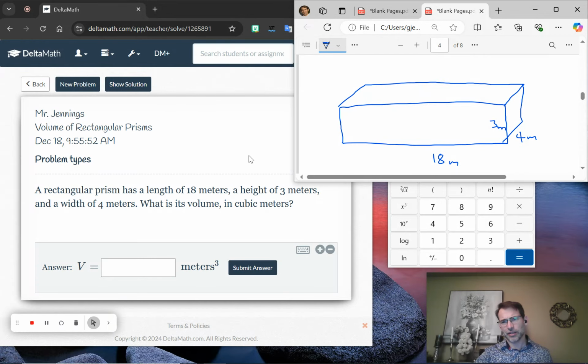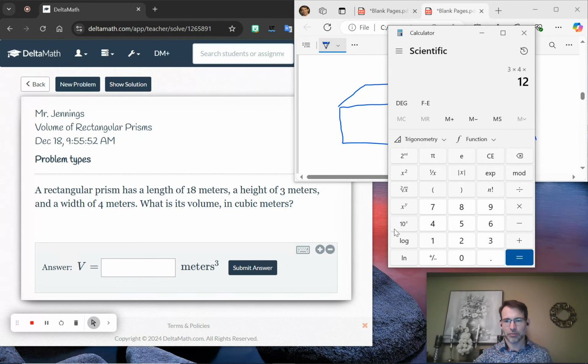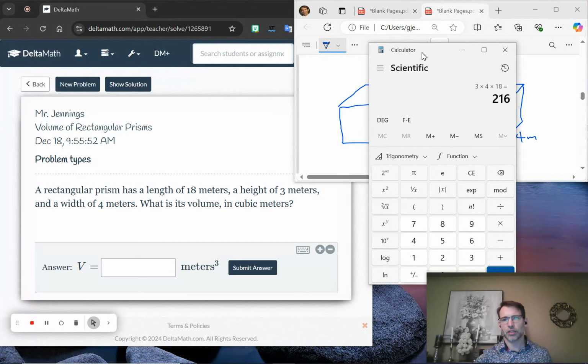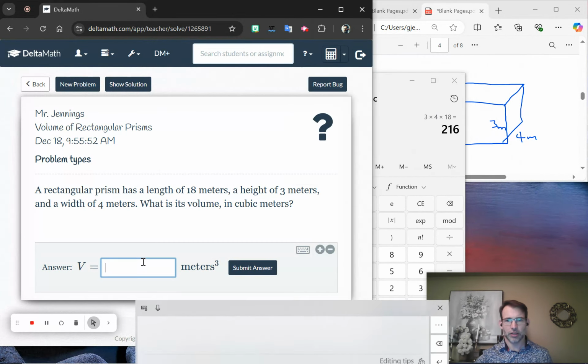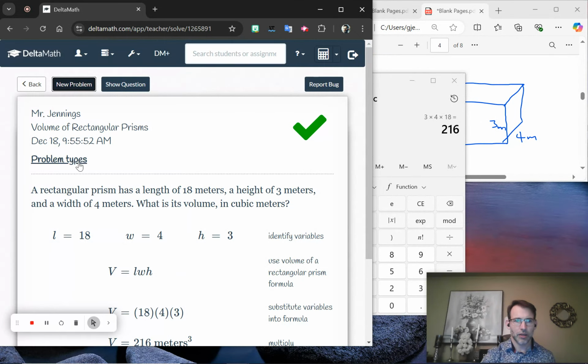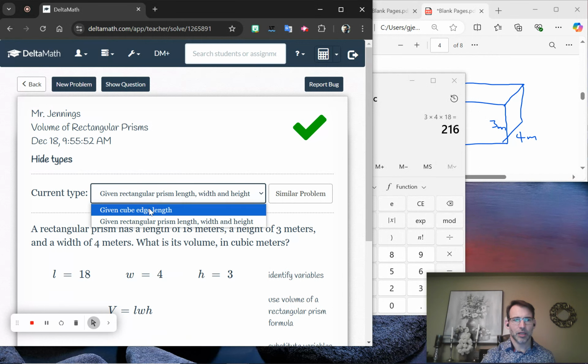Why am I struggling with this? It's 48. 48 times 4 happens to be... Is it 192? I think. 3 times 4 times 18 equals... Oh, wow. I really biffed that. Okay, so that's 216. So then you do that. Okay, so 216. Yep, yep. Yay.